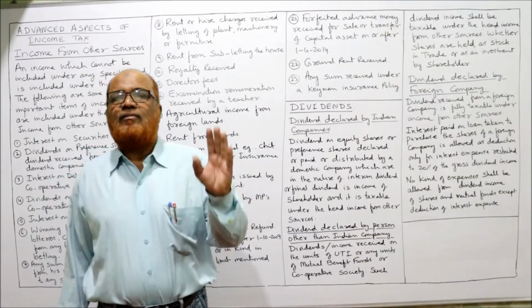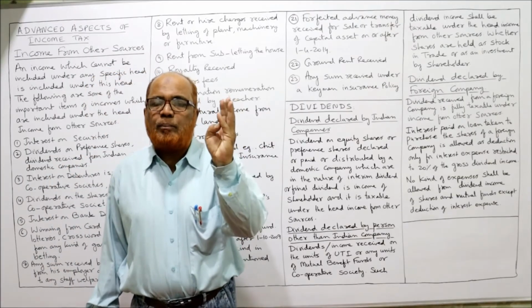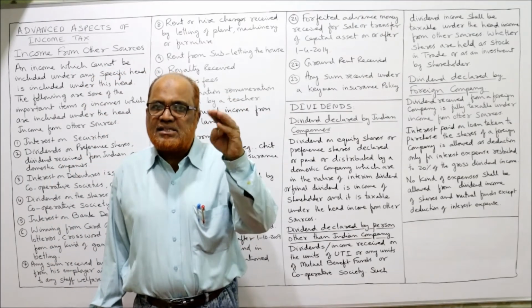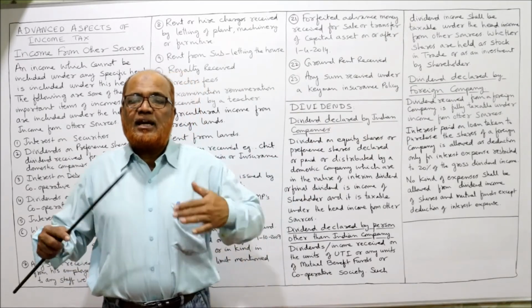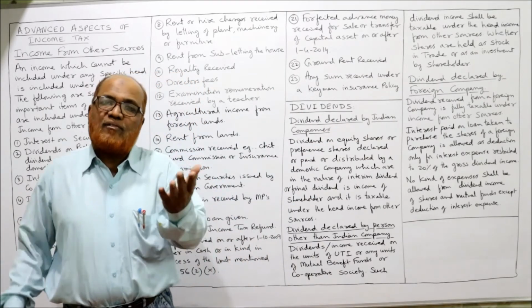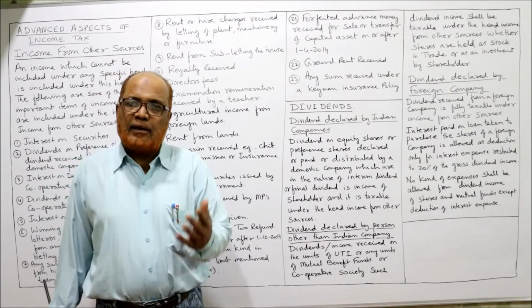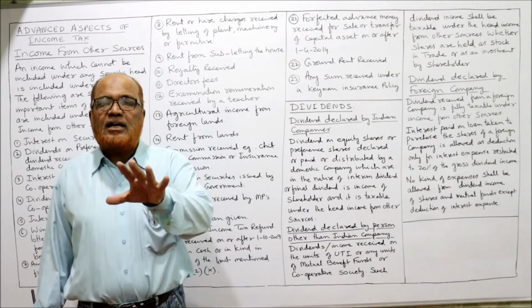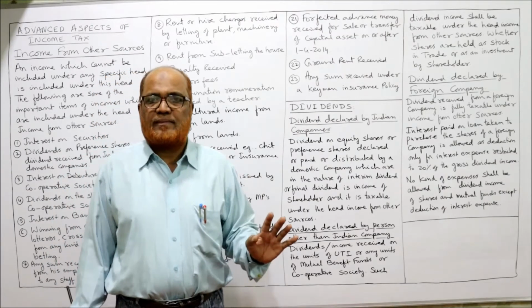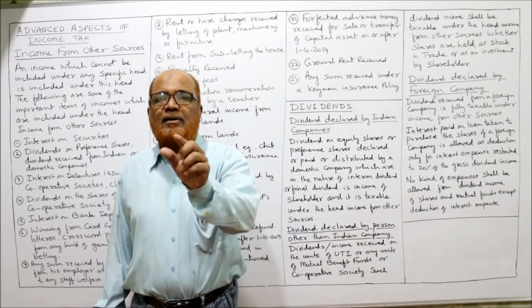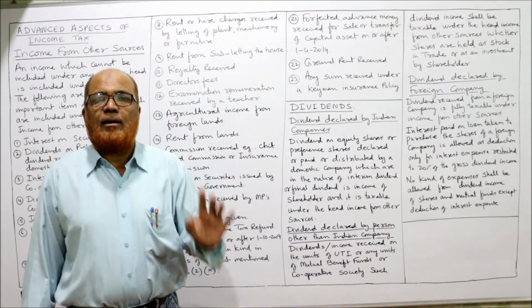Any type of dividend, whether it is an equity dividend or a preference dividend, received by a shareholder from a domestic company, either an interim dividend or a final dividend, is taxable under the head income from other sources. That is the provision regarding dividend declared by Indian companies.